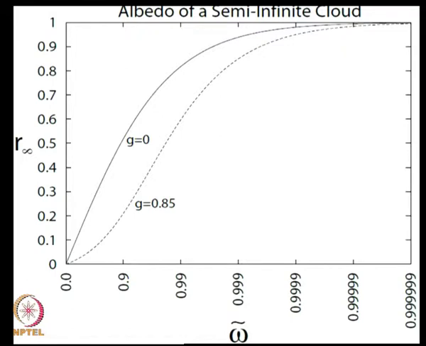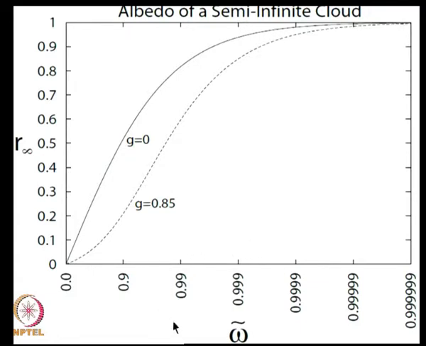And this result is shown for two different asymmetry parameters. One is for isotropic scattering, which we had derived earlier. In this case scattering is uniform in all directions, and you find that the reflectivity of the particles increases linearly initially for small values of single scattering albedo, that is when there is a lot of absorption and less scattering, and as scattering increases it approaches a value of 1, which is to be expected.